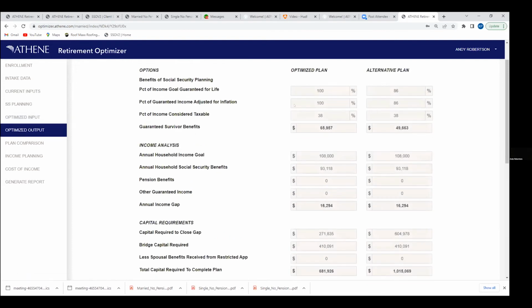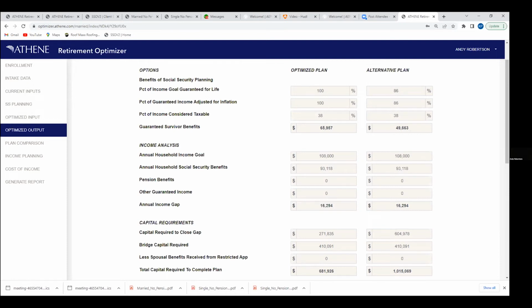Now, to kind of close this out, if we compare the optimized plan versus the alternative plan, again, the difference is we're going to take Social Security at the same time, but we're going to use an annuity rather than asset allocation to manage the income gap. The percentage of income that's guaranteed for life bumps from 86 to 100. The percent that's automatically inflation adjusted without market exposure goes from 86 to 100. The tax efficiency remains the same because it's the Social Security that drives that, or the percentage that's coming from Social Security.